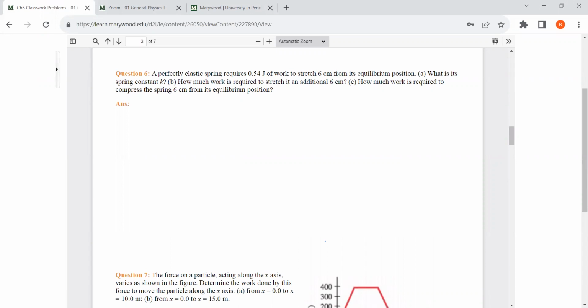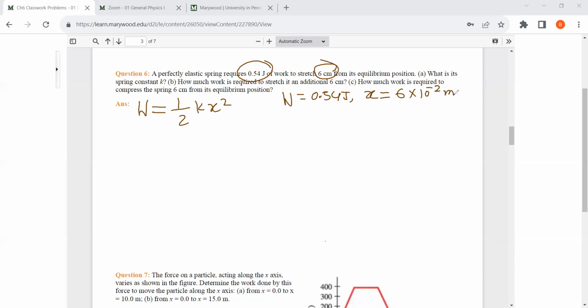Okay, now you probably remember that the work done we calculated for the spring force or the external force in that section is something like this, half k x square. Now here the work done is given, the x displacement is given, so we know W, we know x, we can solve it for k, the spring constant, right? So let me write down W equal to 0.54 joule, and then x equal to 6 centimeter. Okay, 6 times 10 to the power minus 2 meter.